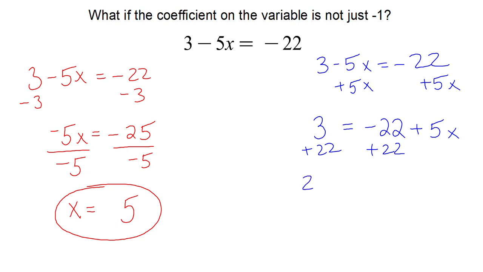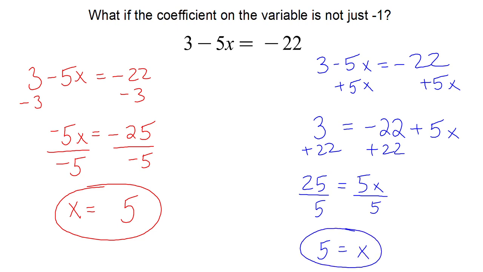3 plus 22 is 25. And on the right-hand side, we have 5x. And again, we're now just down to a one-step linear equation where we'll divide both sides by the coefficient. We'll divide by 5, giving us 5 equals x. And we can see it's exactly the same as the answer we got using the other method.